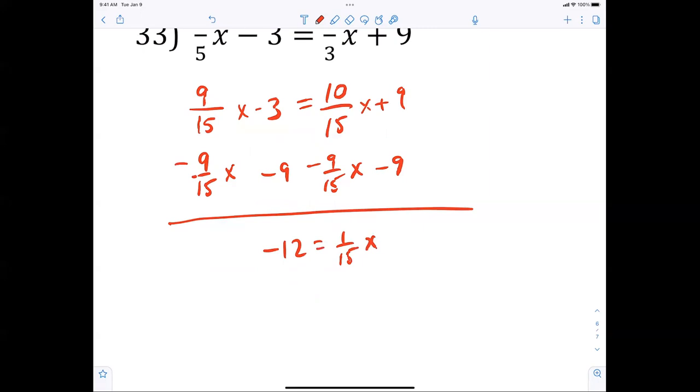And now what? You do the reciprocal, which is just 15. Yes. I don't think it's negative though. True, 15 times 12, right? So x equals -180. Very, very nice. 33 is -180. Everybody's good with that?